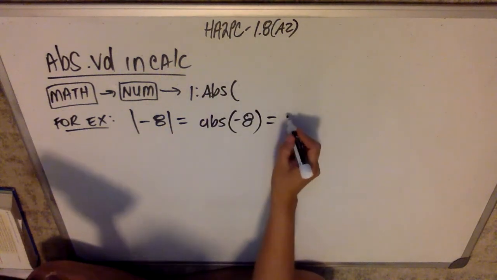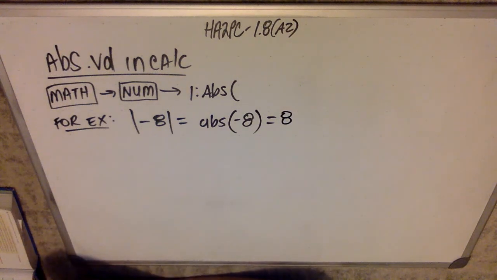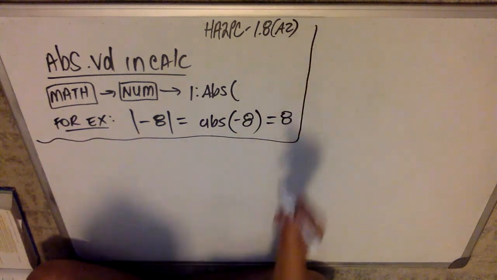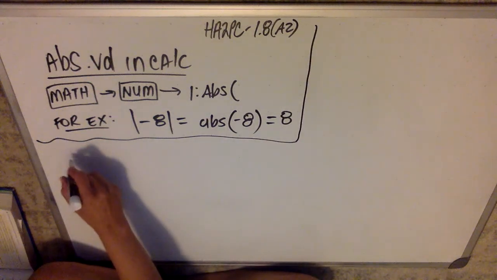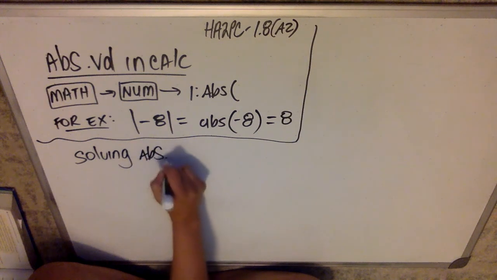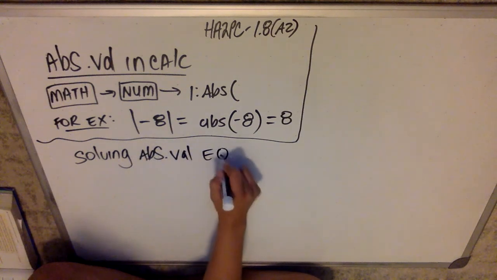It's an 8. Now, that shouldn't be rocket science, and it shouldn't be super exciting, and I would really hope that you're not using a calculator to find the absolute value of -8. But there are reasons to use a calculator to find the absolute value of something. So let's walk through a reason for doing that. Let's say we want to solve an absolute value equation.